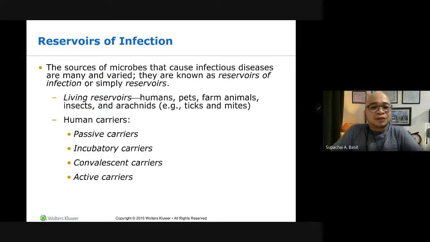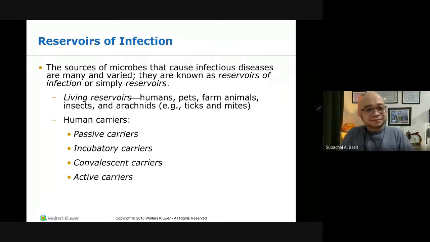The sources of microbes that cause infectious diseases are many and varied. They are known as the reservoirs of infection, or simply the reservoir. And there are actually several kinds of reservoir. It could be a living reservoir. Humans are considered living reservoirs, as well as pets, farm animals, insects, and even arachnids such as ticks and mites. These are considered the living reservoirs. Now when it comes to human carriers, there are different kinds of carriers.